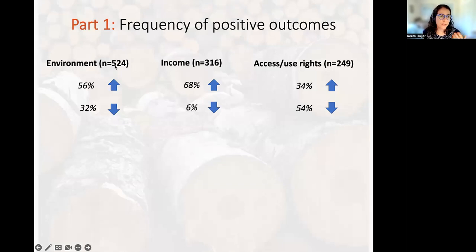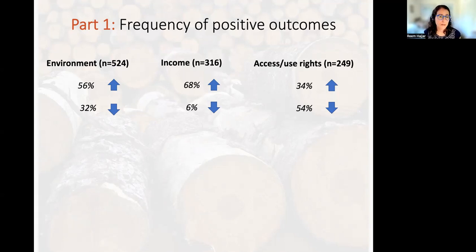So first, let's see what the frequency of positive outcomes were. We found that over 56% of cases showed environmental improvements, over 68% of cases showed income improvements, and this is again at the community level here. But we also found that over half the cases saw declines in access and use rights. And so this is after a community forest project or intervention came to a community, over half those cases ended up losing some of their access rights, or different people in those communities losing a lot of their access rights. So this is kind of counterintuitive, given that community forestry is meant to be about providing local users with more rights and access to forests.